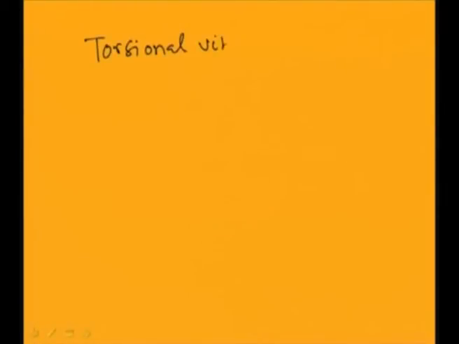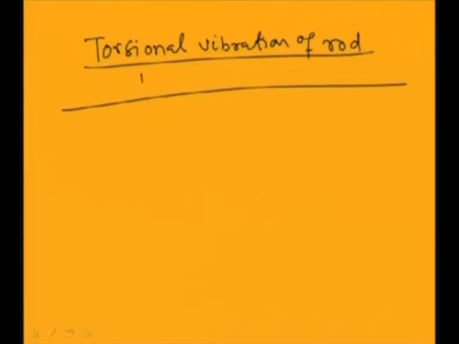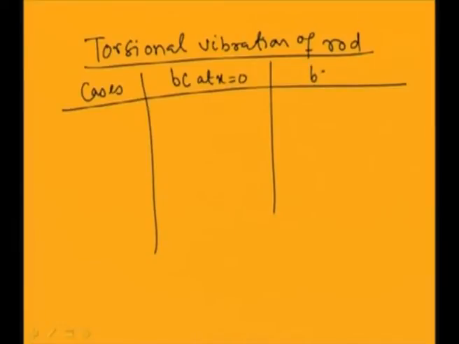Torsional vibration. In case of torsional vibration of a rod, we can write similarly the cases. Then the boundary conditions at the left end, that is boundary conditions at x equal to 0, and boundary conditions at x equal to L, that is the right end. In this case we can take a rod with free ends at both ends.